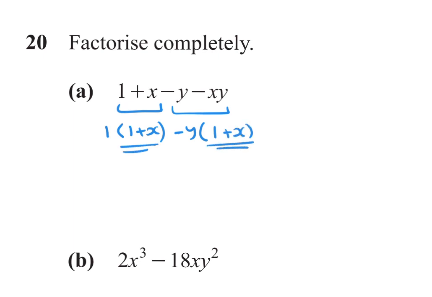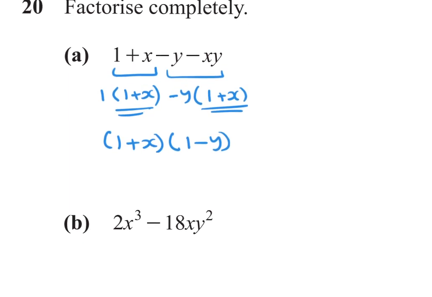If you have the same bracket, you are on the right way, so you can continue. If you don't have the same bracket, you need to switch them, take the first and third, or first and fourth, so that you have the same bracket. Now if we have the same bracket, we can take this bracket common. So (1 plus x) times (1 minus y).